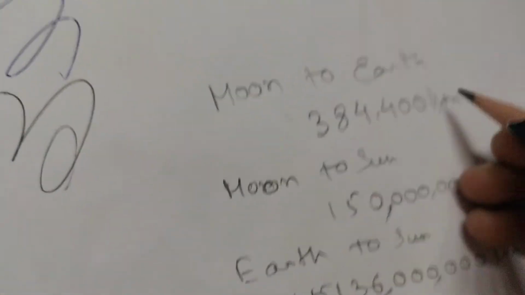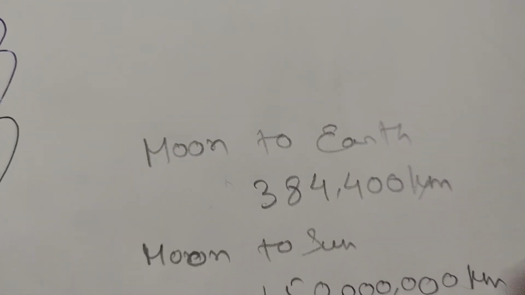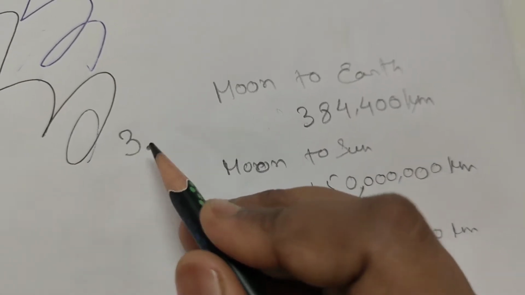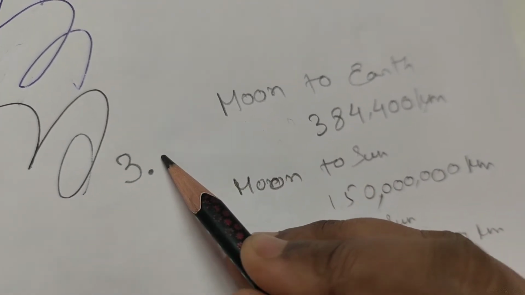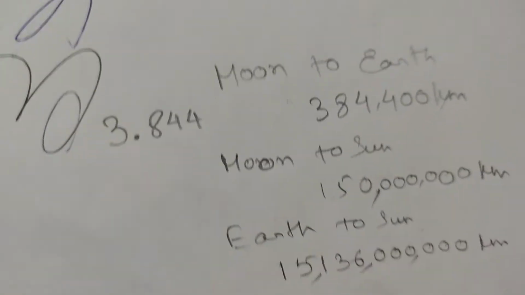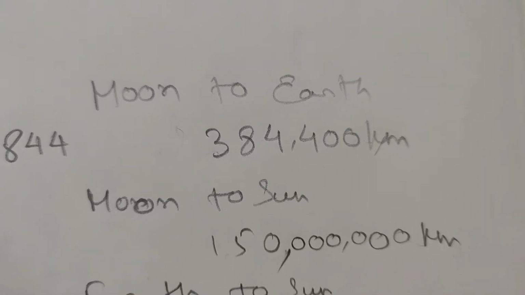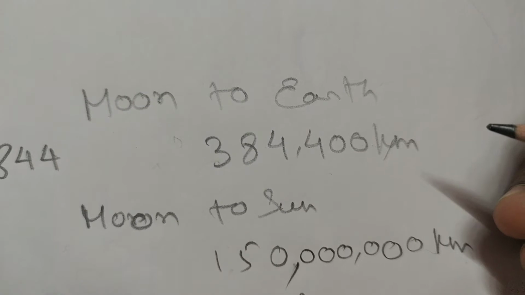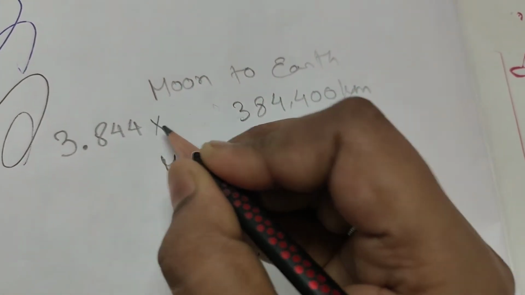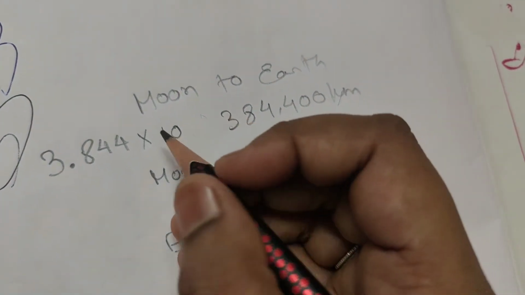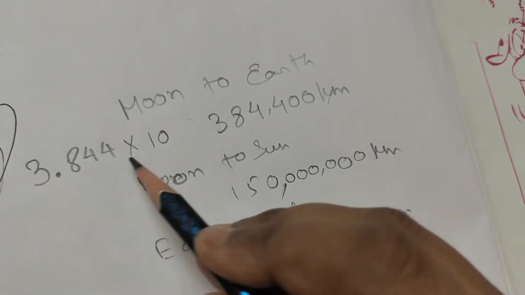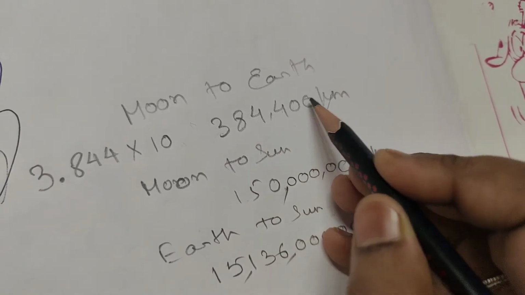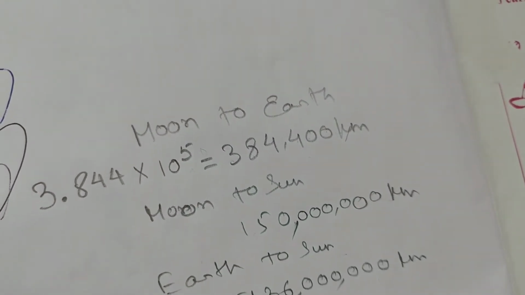So for 384400, what we do is take the first digit and place a decimal after it, then write the numbers 844. Now we write the zeros as tens, so into 10 to the power something. How many digits are going to be after the decimal? 1, 2, 3, 4, 5. So just simply write 10 to the power 5.